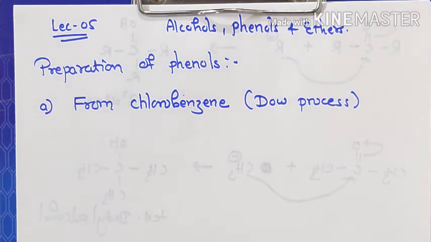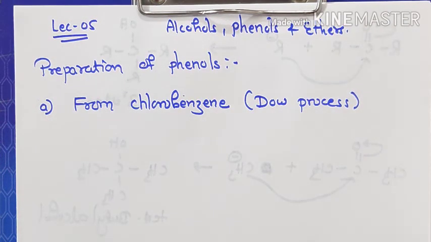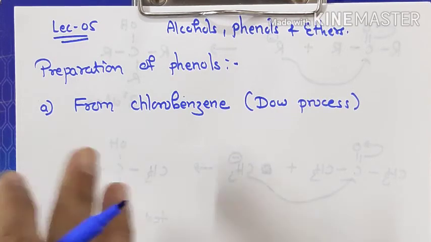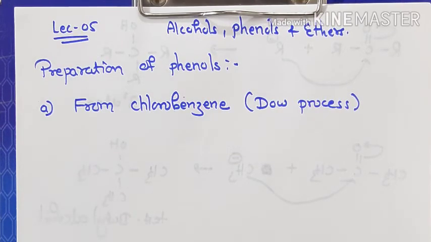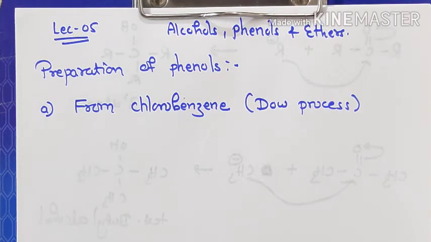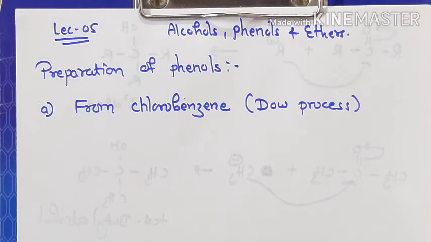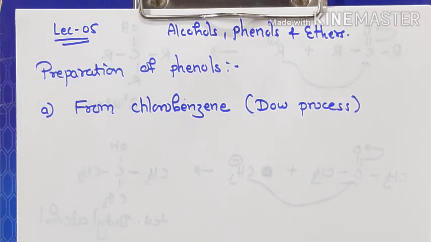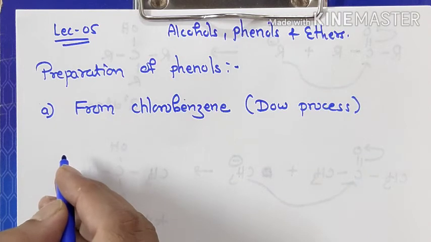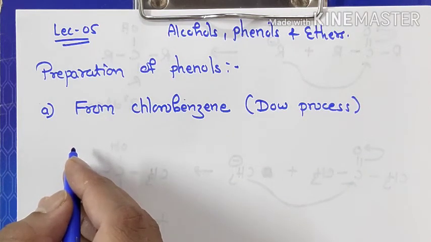Welcome student to the next lecture, that is lecture number 5, and today we'll be doing the preparation of phenol. There are 4 preparations, and the first one is from chlorobenzene, and the process is the Dow process. Now first I write the reaction and then I'll be explaining how the reaction takes place.